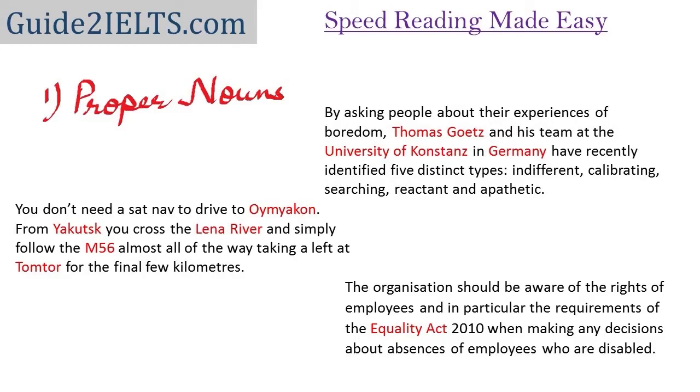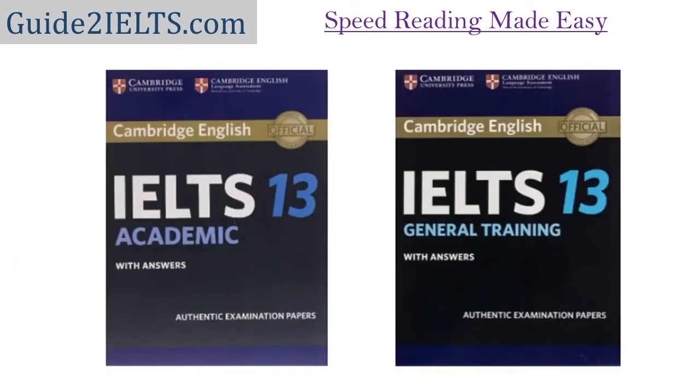First, proper nouns. Names of something in particular. Usually, the name of a person, a place, a university. The way to identify proper nouns is that they're capitalized. That is, their first letter is in uppercase. A few examples are on your screen. The proper nouns are in red color. All the examples used in this video are from Cambridge IELTS Books 13, General and Academic.